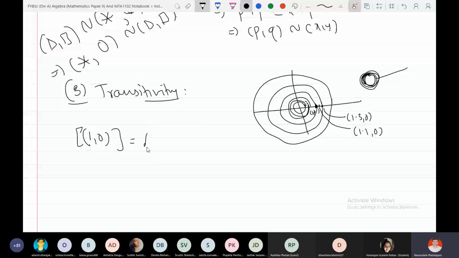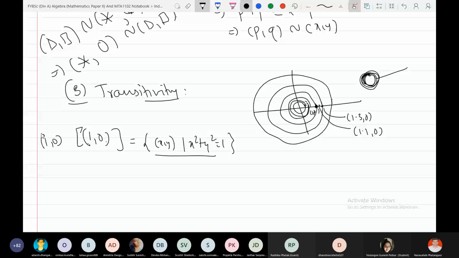What is the equivalence class of 1 comma 0? Those xy for which x square plus y square is equal to 1. So this is actually one layer. The equivalence class of 1 comma 0 is one layer, because all points on this circle are in this class. Is it clear what I am saying? Yes, sir. Right, so one layer.